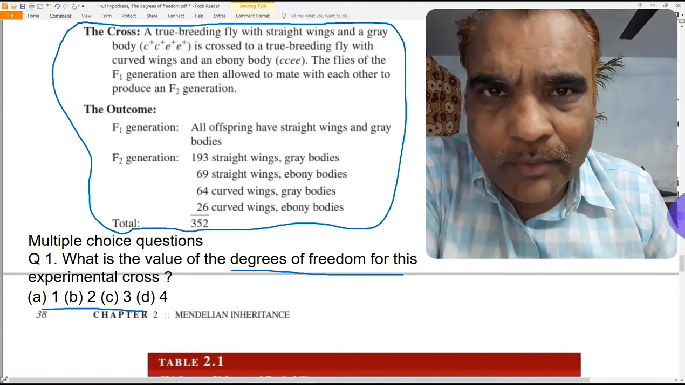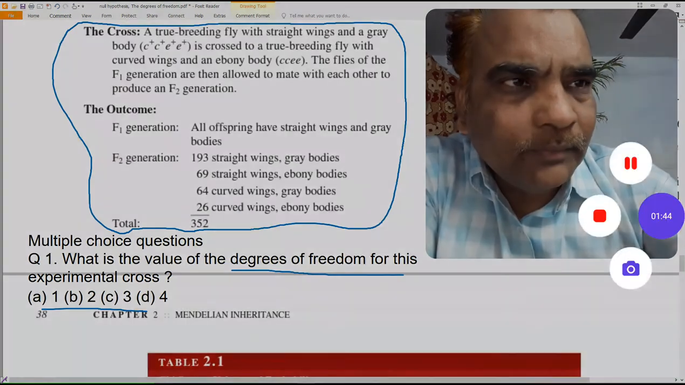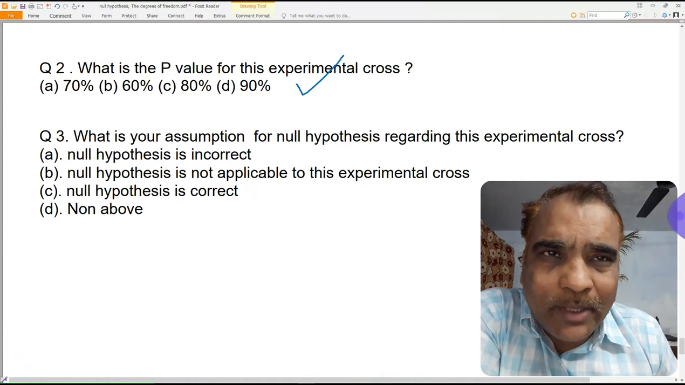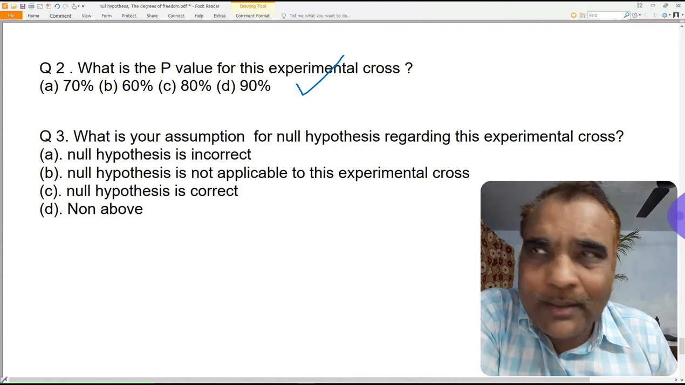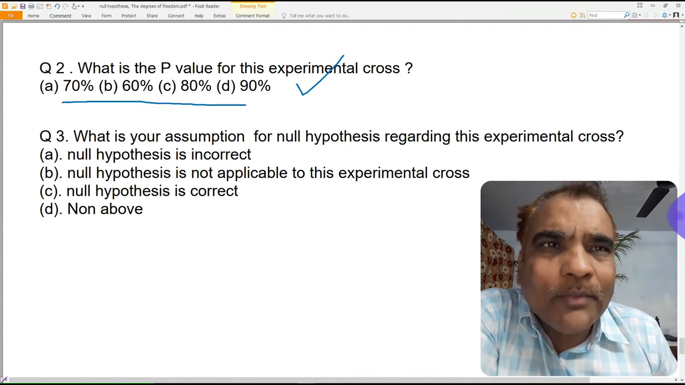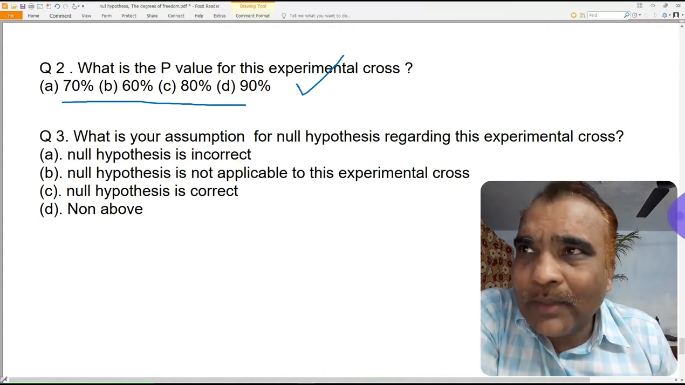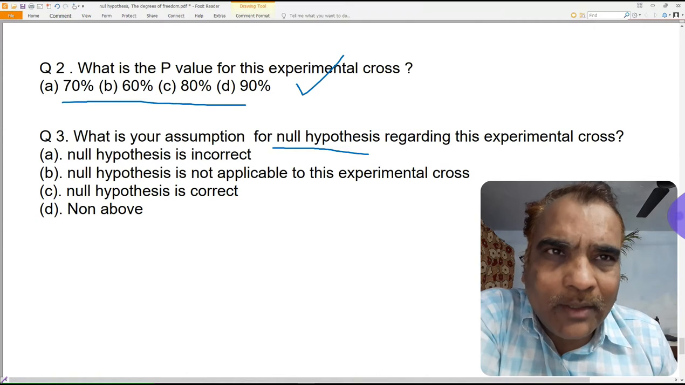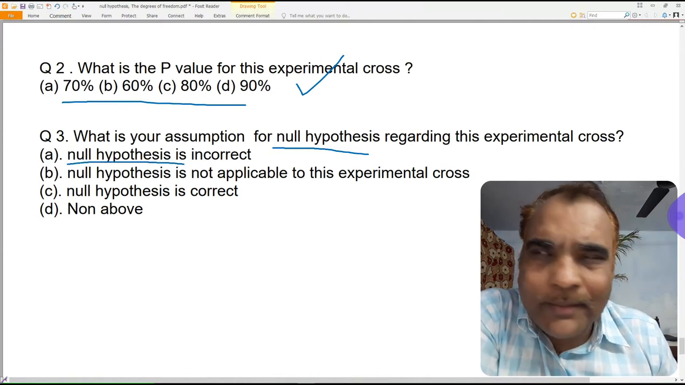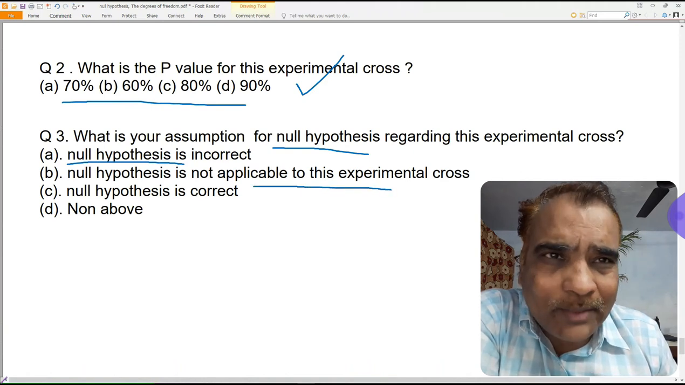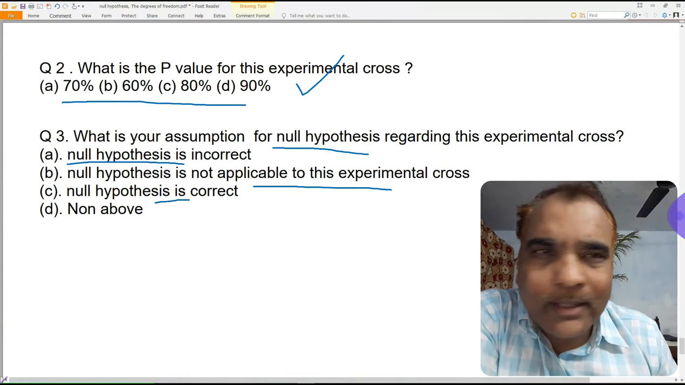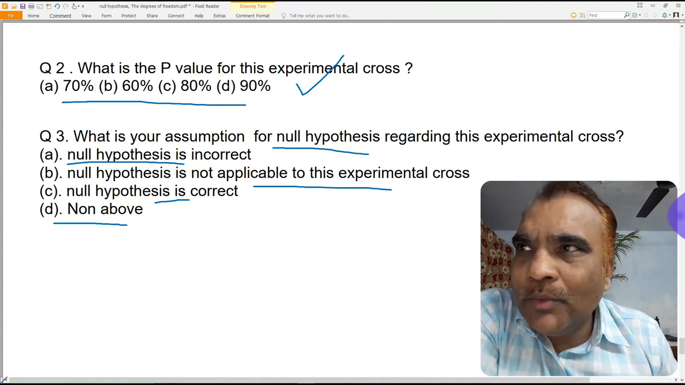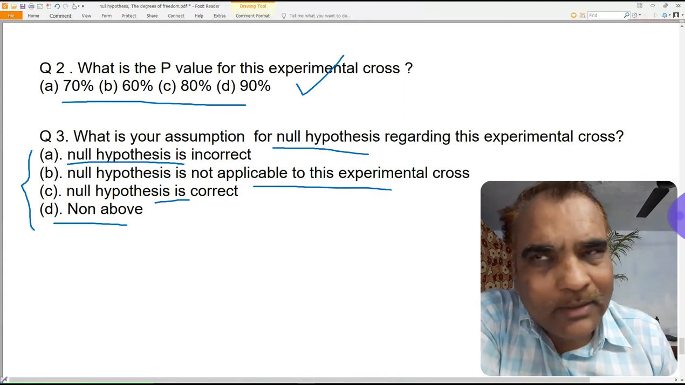Now I'm showing you question number 2 and question number 3. Second question, what is the p value for this experimental cross? And the third question, what is your assumption for the null hypothesis regarding this experimental cross? Null hypothesis is incorrect, null hypothesis is not applicable to this experimental cross, null hypothesis is correct, or none of the above. You have to choose the correct answer from these four options.